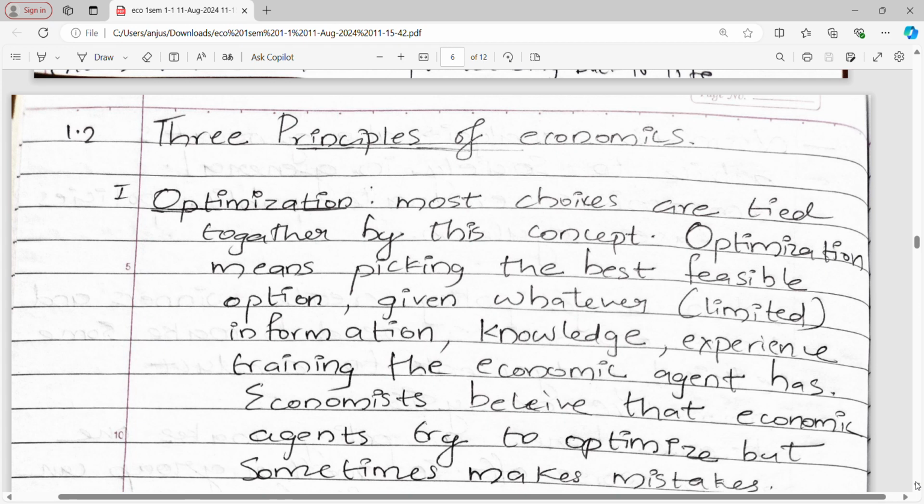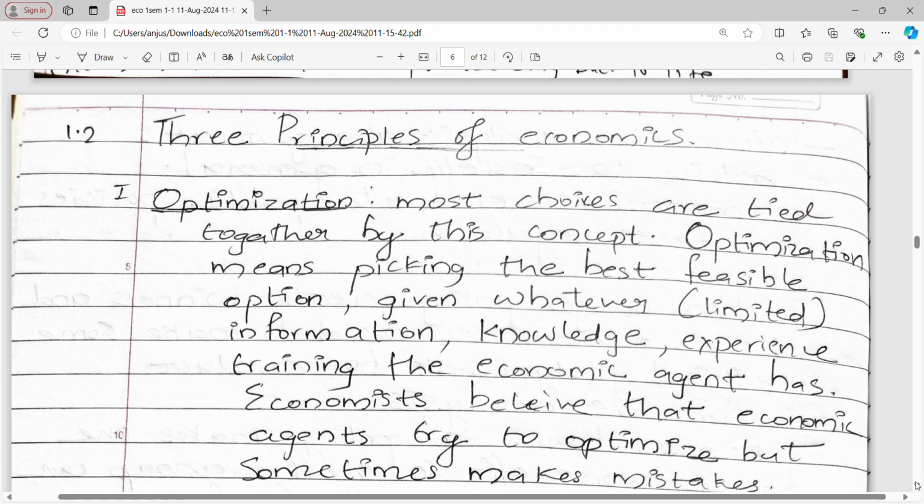Greetings everybody. So in this class we are continuing with the first chapter of Economics Major, Semester 1, Delhi University, Daron Acemoglu's textbook of microeconomics. The first chapter we had done with the introduction part in the previous class, and here in this class we'll be completing this chapter. So we're starting with the three principles of economics.